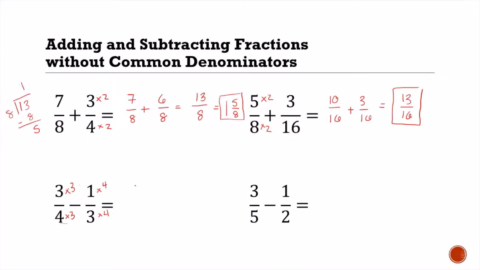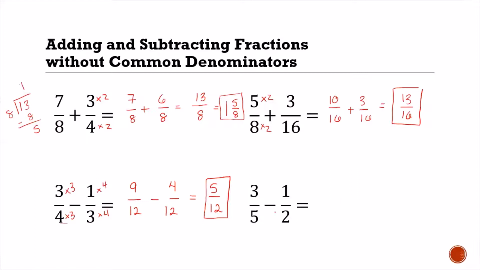So 3 times 3 leaves me with 9. 4 times 3 is 12, minus 1 times 4 is 4 over 12. 9 minus 4 is 5/12. And that's as simplified as we can get.